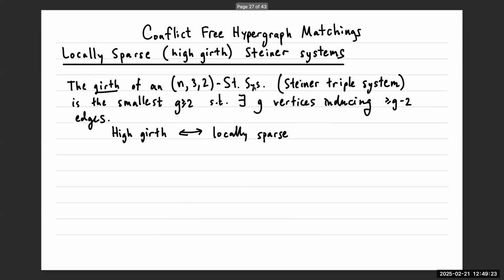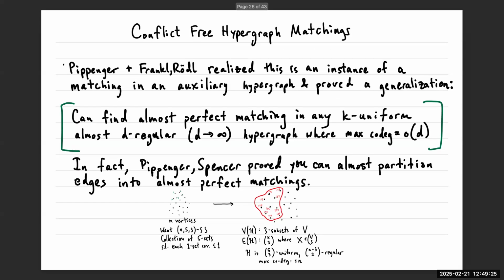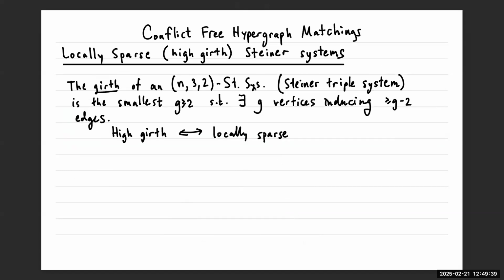That's that. Okay, so great. That's awesome. In other words, the Steiner problem is just an instance of a more general thing: finding a matching in a regular hypergraph with small codegrees. The girth of an N,Q,R Steiner system. Okay, right. So what is this about?